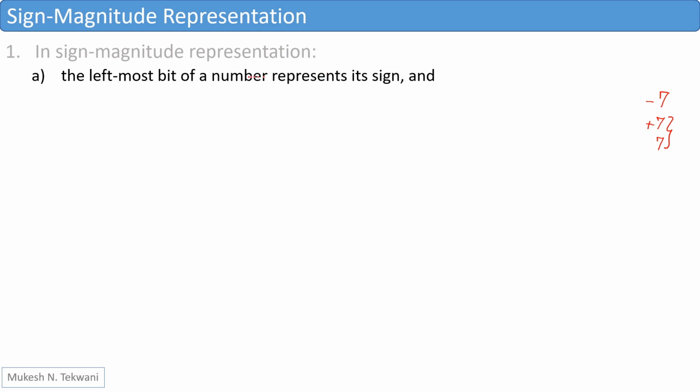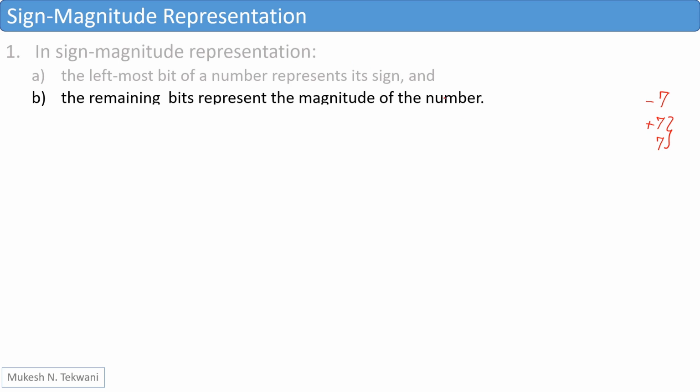But in a computer, the number 7 we know can be represented in a binary form, but the minus sign or the plus sign itself must be represented using some binary code. And that is where the sign magnitude representation comes in. So, in sign magnitude representation, the leftmost bit of a number will represent its sign, and the remaining bits will represent the magnitude of the number.